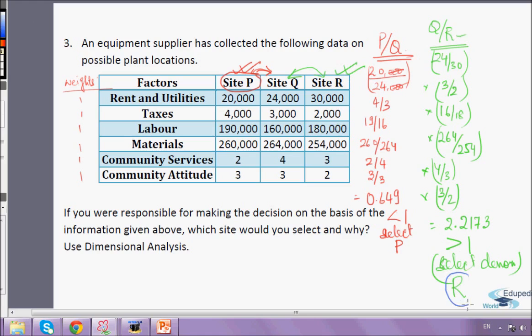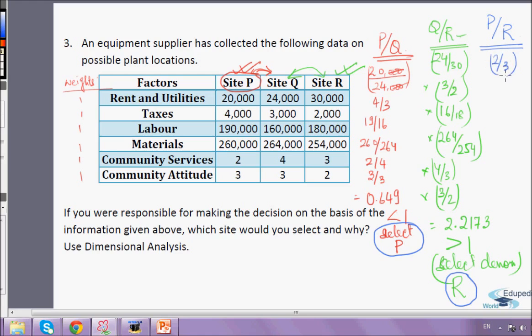Okay, so this time we are selecting R as the better option. Last time we had selected P. Now we are left with the comparison of P and R. So let's take them here. P divided by R, the ratio of P by R, when we take the first factor would be 20 by 30, which is 2 by 3 straight away.